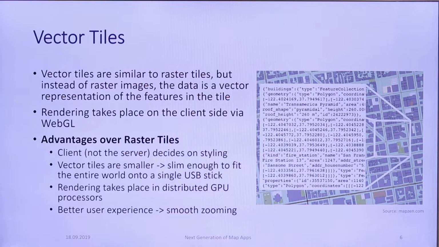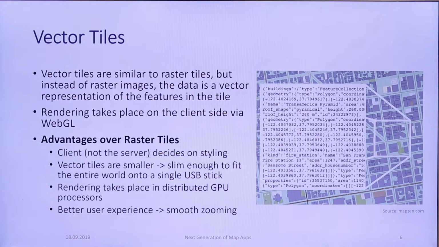The difference now is with vector tiles. As you can see here, they are again tiles, but the content of the tile is not raster data, so not a PNG. It is vector data. Maybe you know that from SVG. So it's a description of the vertices or of the geometries which should be drawn on the client.